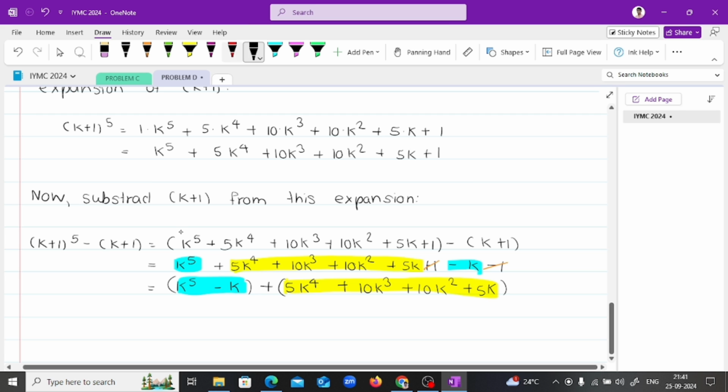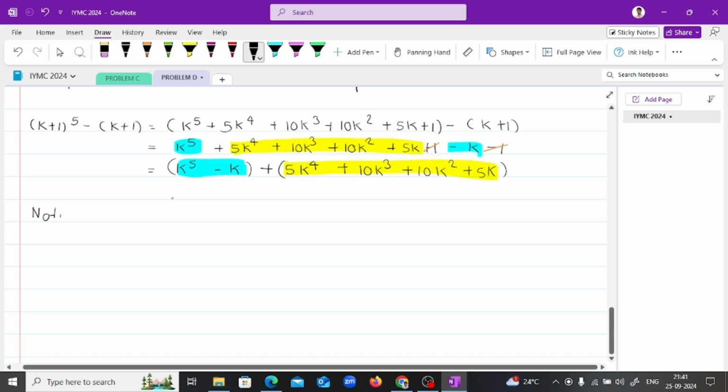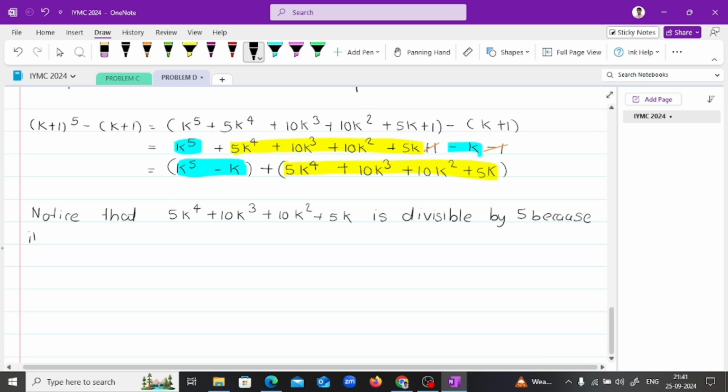Why am I doing this? Because we can notice that 5k raised to 4 plus 10k cube plus 10k square plus 5k is divisible by 5, because it is a sum of terms, each of which is a multiple of 5.